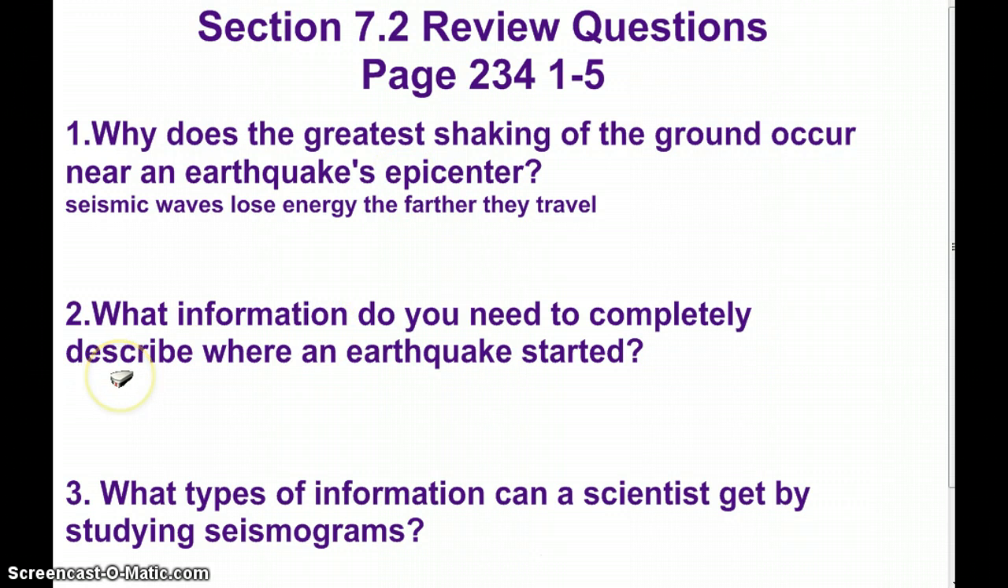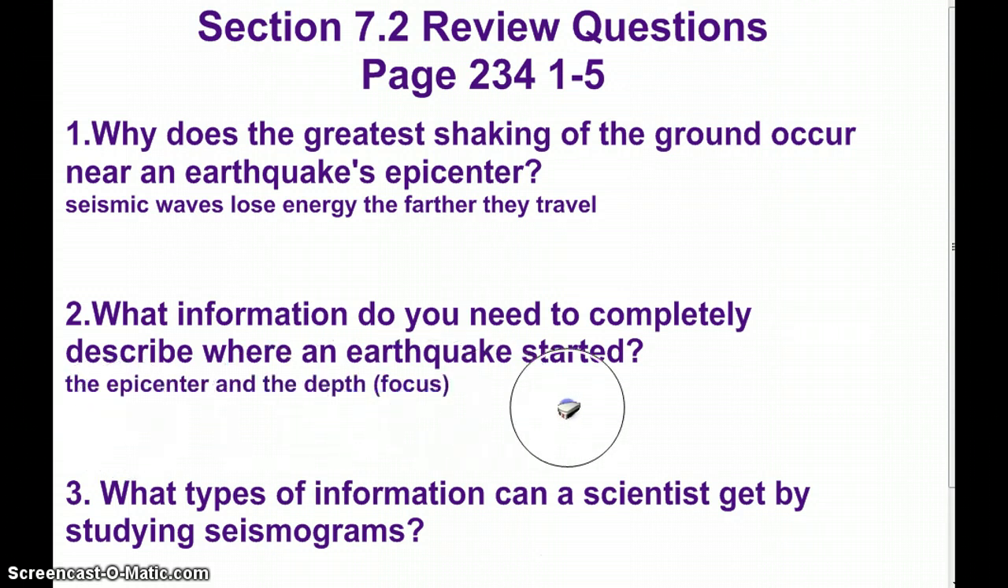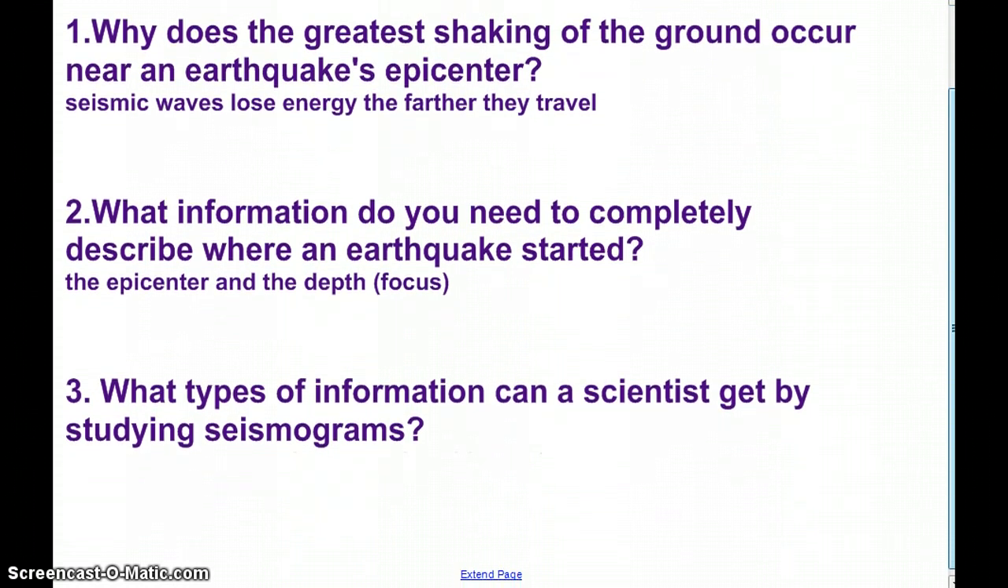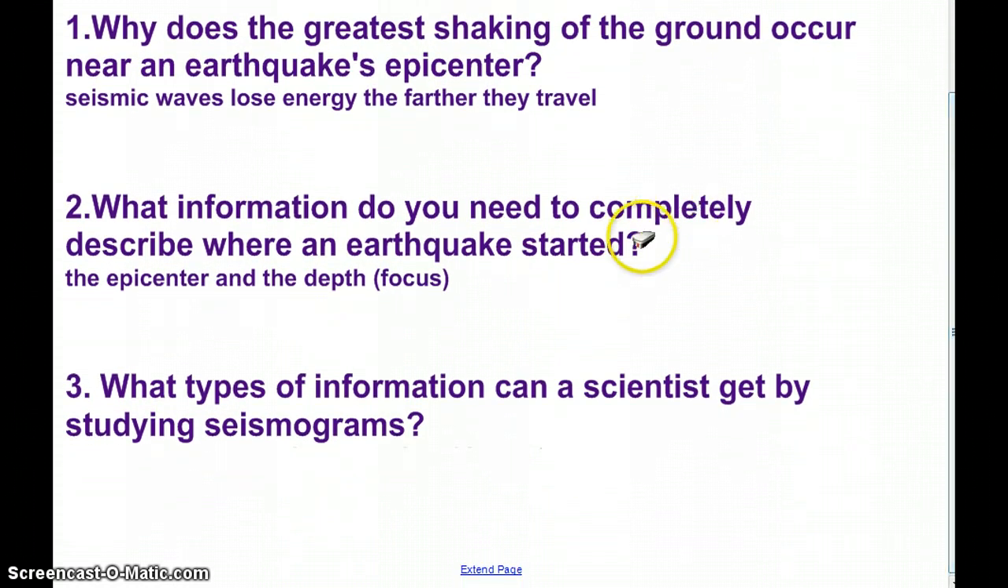What information do you need to completely describe where an earthquake started? We just got done talking about that. We need to know the epicenter, and we need to know how deep the focus was. Did it happen closer to the surface? Did it happen farther down? And then where is that epicenter? We have to figure that out by using those three circles and trying to find where all three circles intersect.